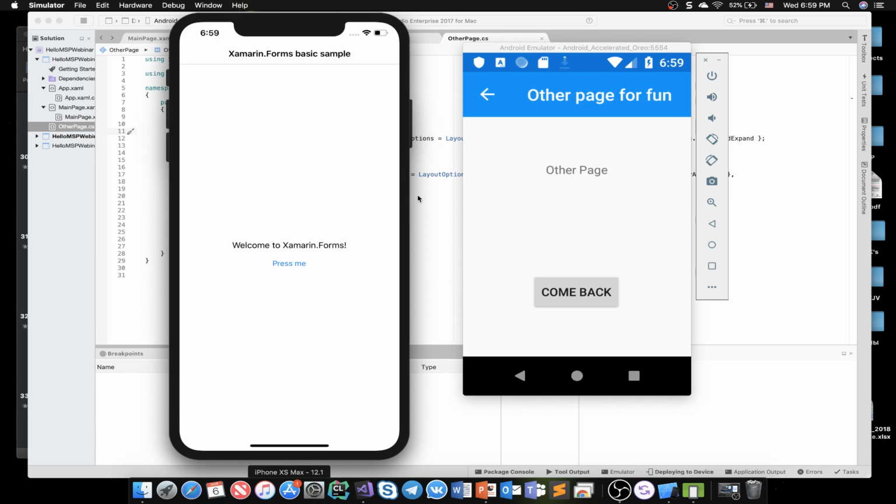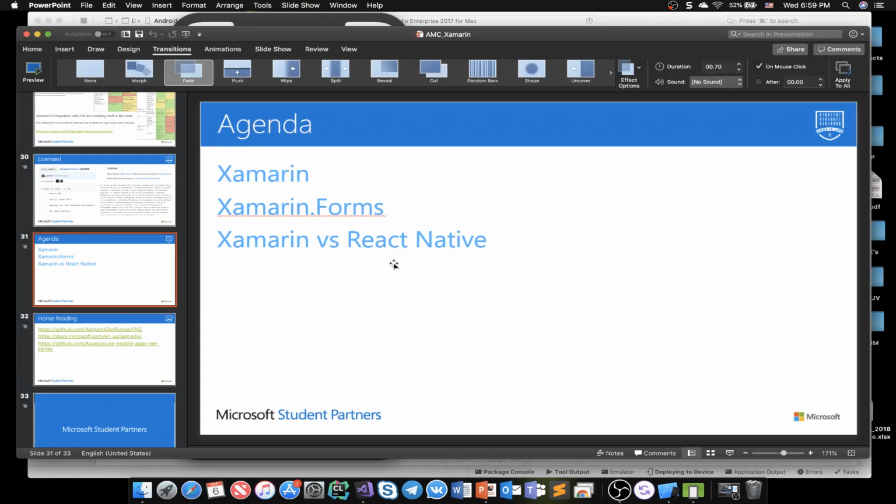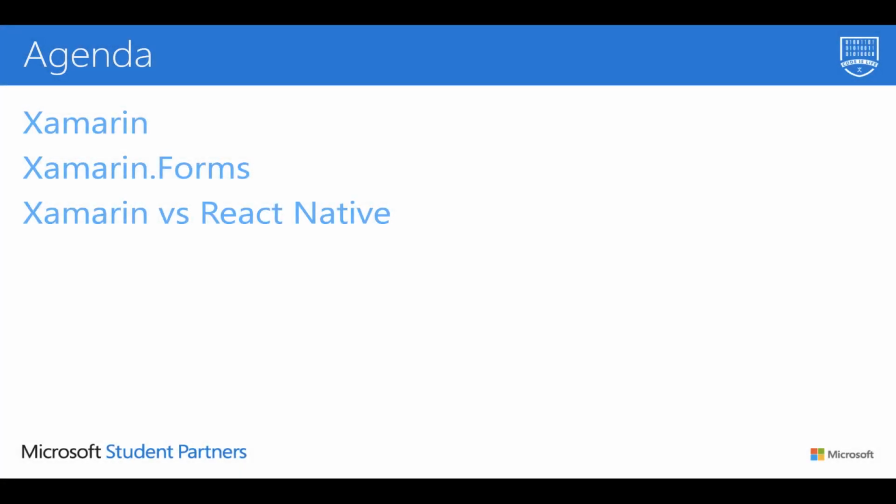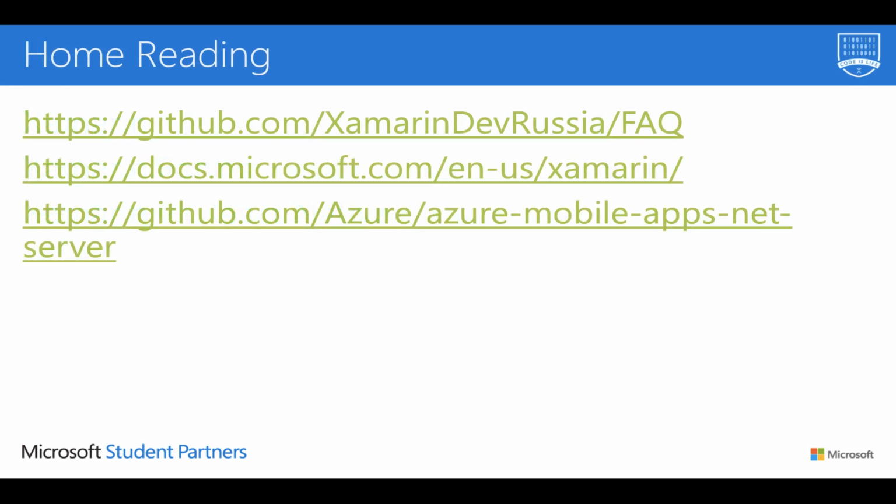So I suppose I finished everything. Oh, actually, I forgot one big thing. Let's go to the presentation once again, about the home reading. Of course, definitely. Actually, I have 3 links.